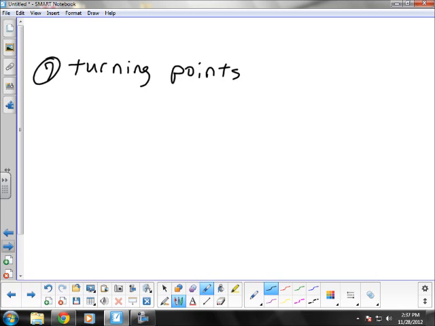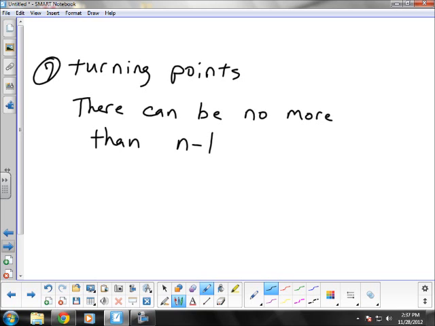And the way it works is that there can be no more than n minus 1 turning points for any polynomial function.